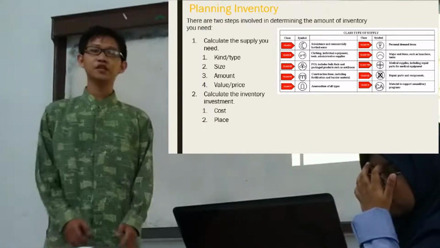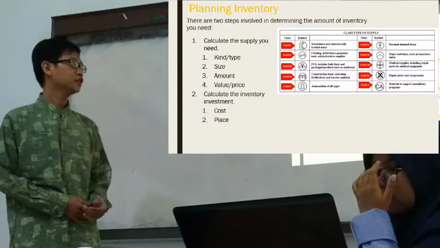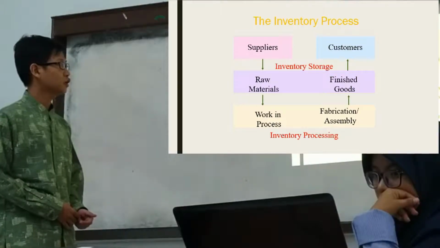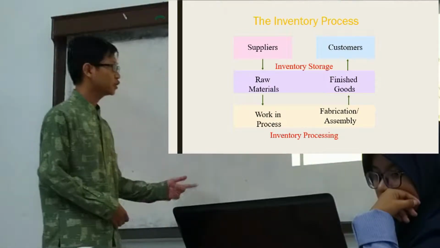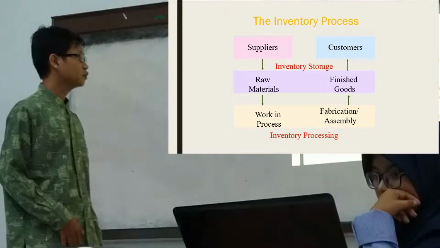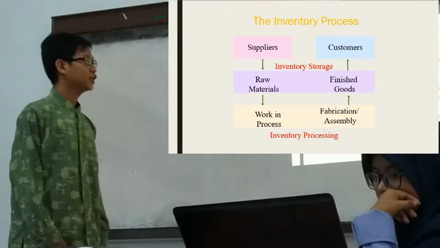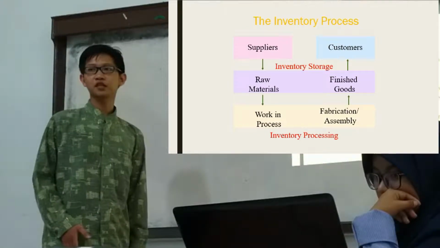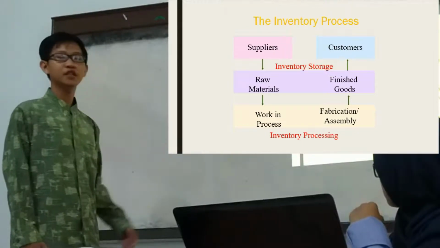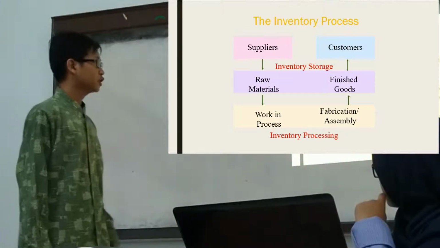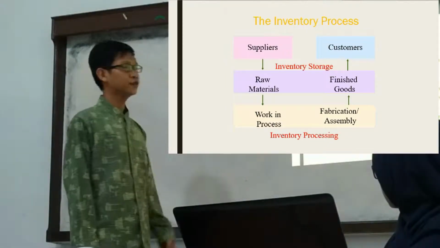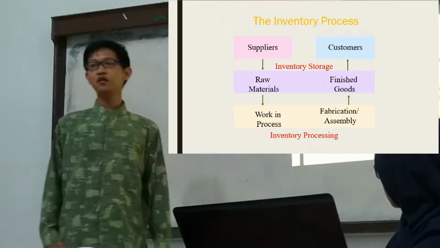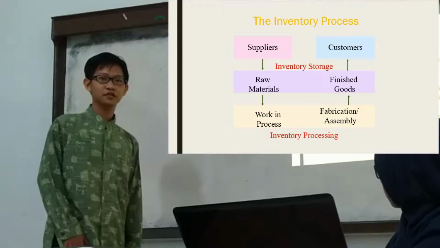this is the inventory process. You can see there are supplies. From supplies come to suppliers, raw materials, and work in process. And fabrication, assemble, finished good, customer. That needs the inventory, and this is the inventory process. There's inventory at the supplier, there's inventory at the customer, and at the company, or for transportation. Next.